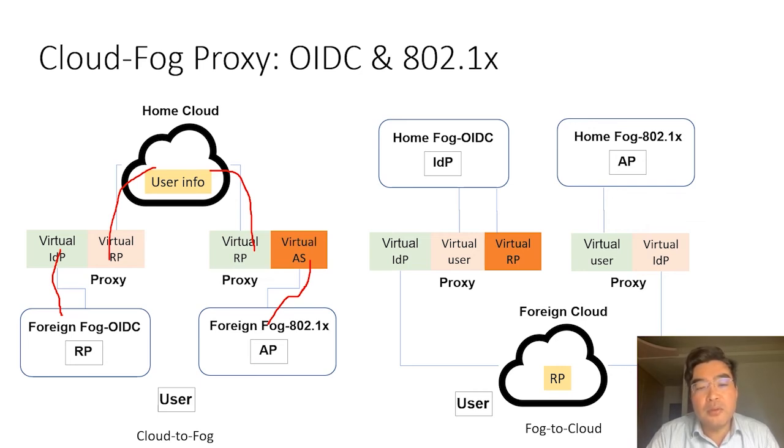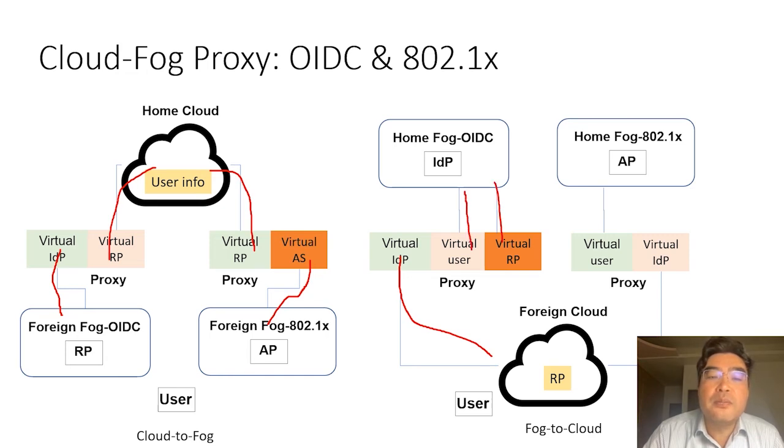Okay, and in the other direction, for fork to cloud, the user is here connecting to the cloud, but the home provider is in the fork, either OIDC or 802.1x. So here it's this virtual ID provider, and then either virtual RP or virtual user.